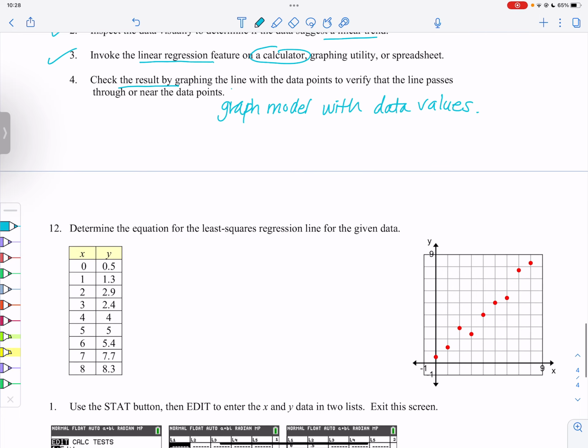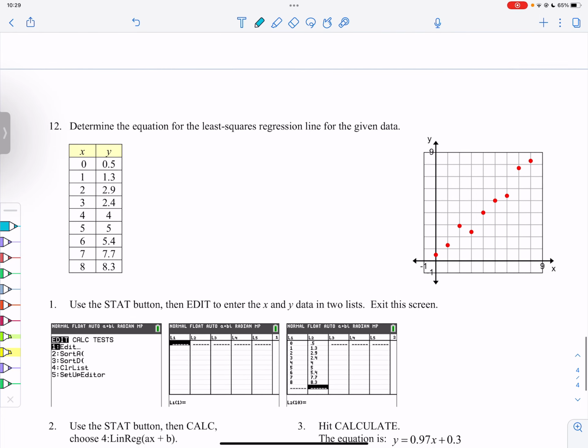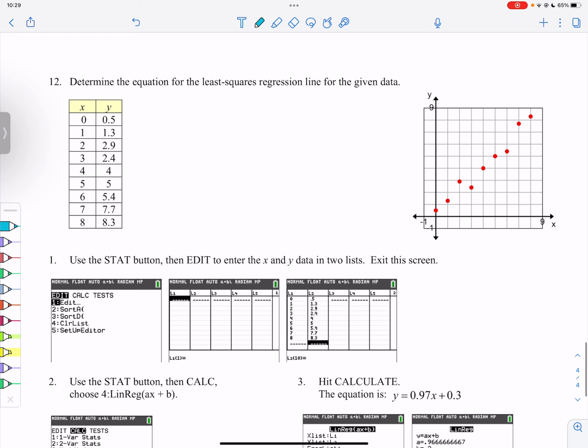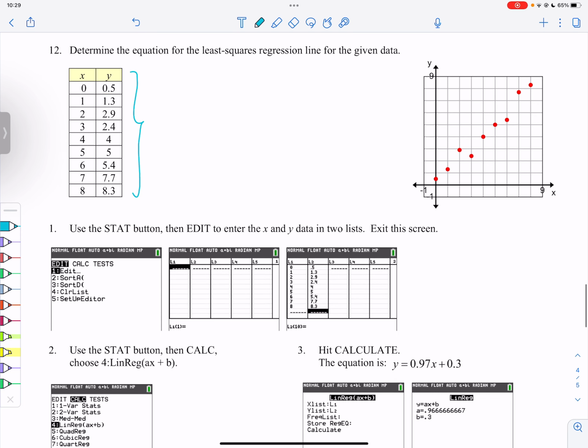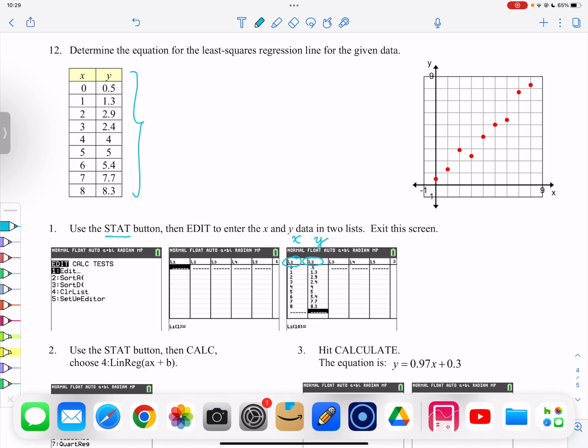Okay, so there's quite a bit to do here. So let's take a look. We have all of these points here. So the first thing we're going to do is use the stat button on our calculator, and we're going to enter all of the data in L1 and L2. So our X values will be in L1 and our Y values will be in L2. So let's see if we can bring this up over here.